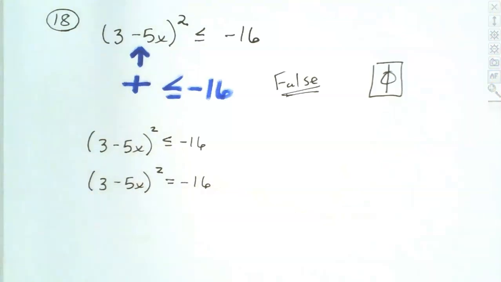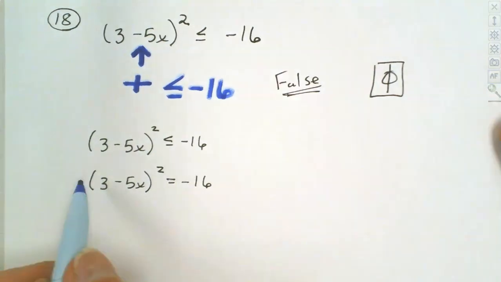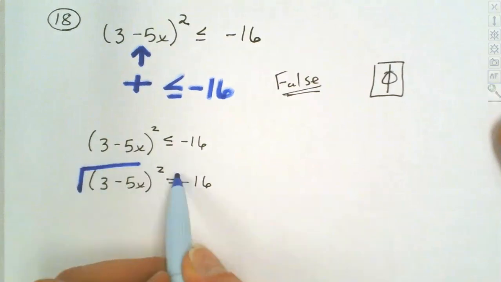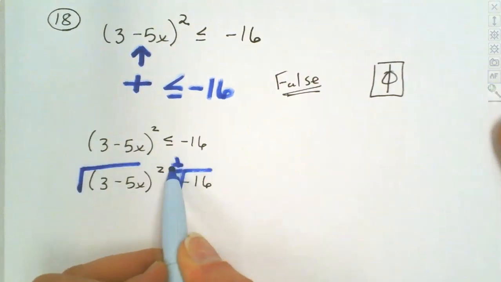How would we solve this one out? Well, what do we notice about the left-hand side? The left-hand side is a square, right? And what operation is going to undo a square? Square root. So we would take the square root of both sides. We're going to get the same result here in a moment.